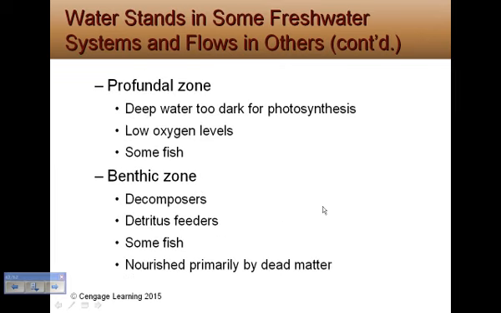The profundal zone, which is going to be in the middle, has lower oxygen levels because it's too dark for photosynthesis, so you're not actually producing any oxygen. And you are going to have some fish in that zone, and they'll typically hide in that zone and then come to feed up in the littoral zone or the limnetic zone.